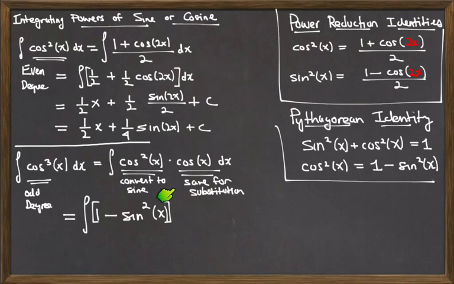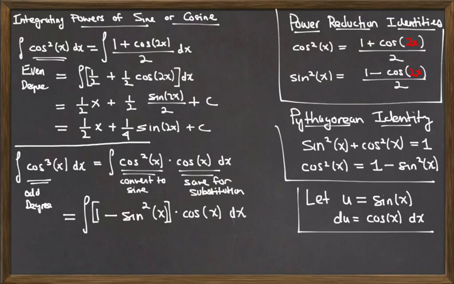And then remember, I'm saving this extra cosine for a substitution, because if I take u to be sine of x, its derivative is sitting right here that we've saved. So I'm going to let u be sine of x. The derivative of u is cosine of x, so du is cosine of x dx, which I've saved. And we can carry out the substitution now. It's the integral of 1 minus sine, so that's u squared. And then du is replaced with cosine of x dx.